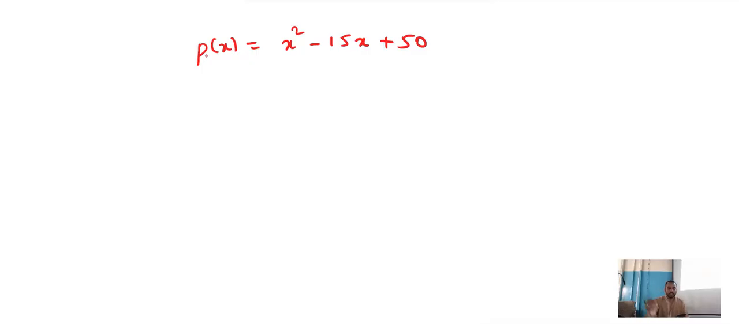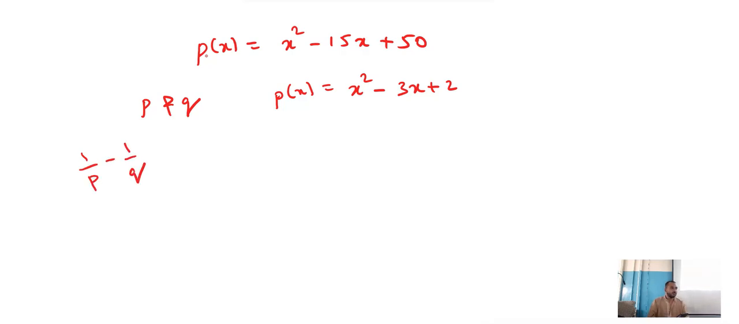Make a note, quick. If P and Q are the zeros of the polynomial p of x equals x square minus 3x plus 2, find the value of 1 by p minus 1 by q. Find the value of 1 by p minus 1 by q.